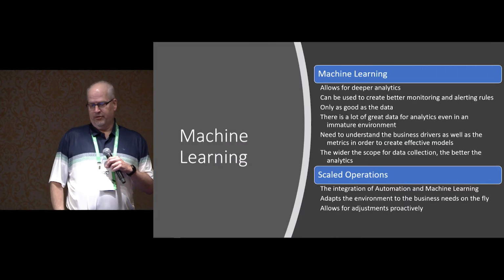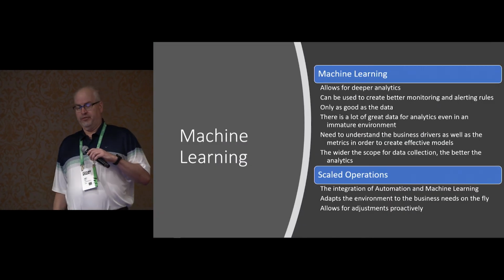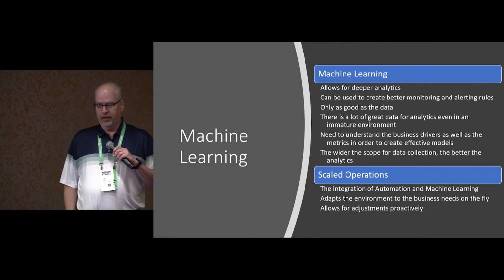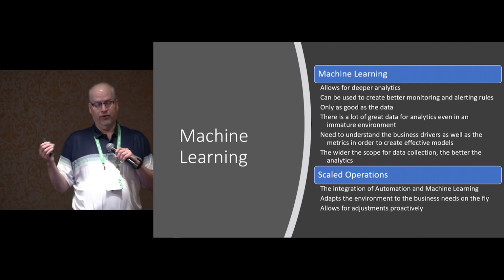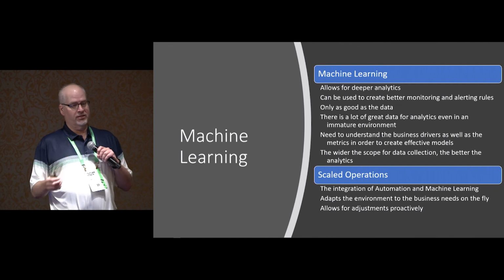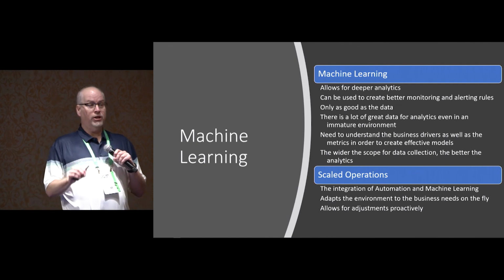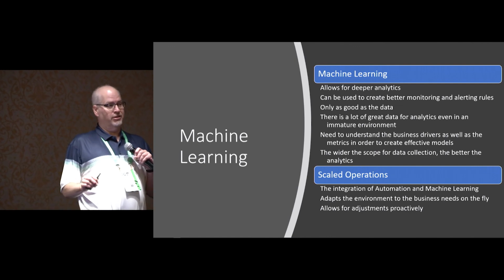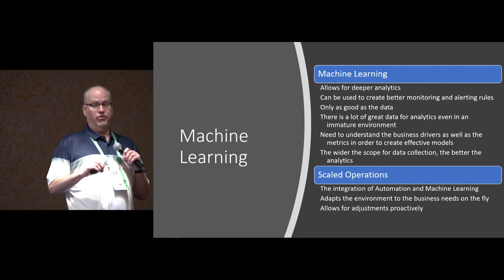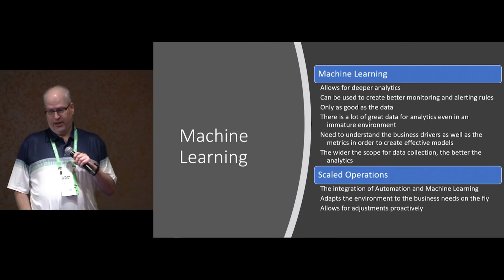And last but not least, we have machine learning. Machine learning allows for deeper analytics, and can be used to create better monitoring and learning rules by looking at the data and seeing patterns. It's only as good as the data. And I started this out with the context, putting the data in the context, making sure you have all the data. That's how this is put together.